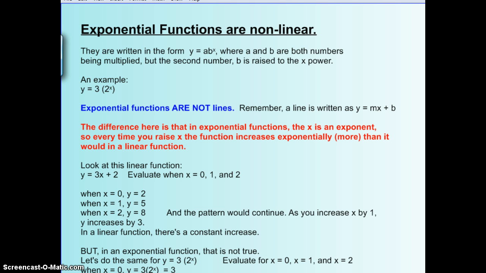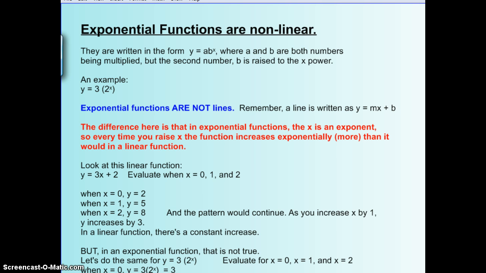The form for an exponential function is y equals ab to the x, where a and b are both numbers, so you're going to have a variable as the exponent and a variable as the value of the function. So an example of an exponential function is y equals 3 times 2 to the x. Now, exponential functions are not lines.